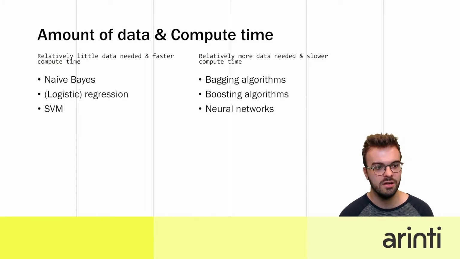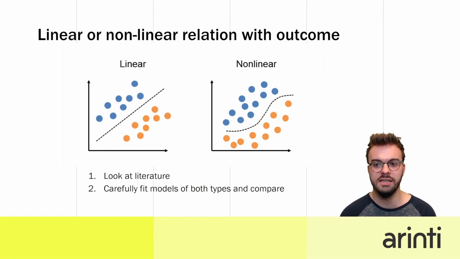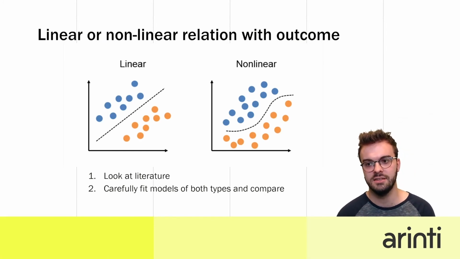I listed some examples here of models that generally work better with fewer data points and will have faster compute time, and also models that in general need more data points to perform well and will have a slower compute time. Also here, this is not black and white. You can have complex regression models, and for example, neural networks, you can make them as simple as possible, but in general, you'll only fit a neural network to a specific complex problem, so the compute time will also be higher.